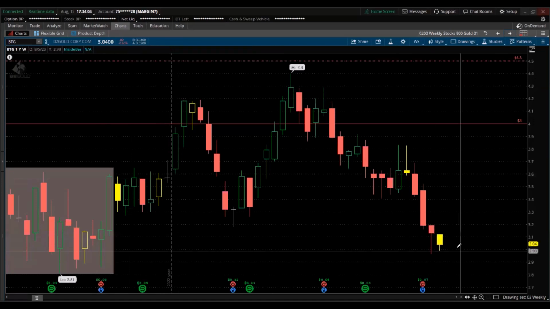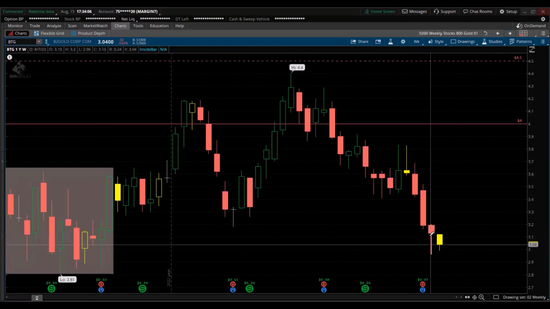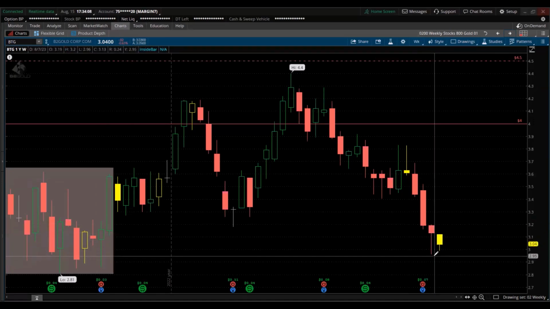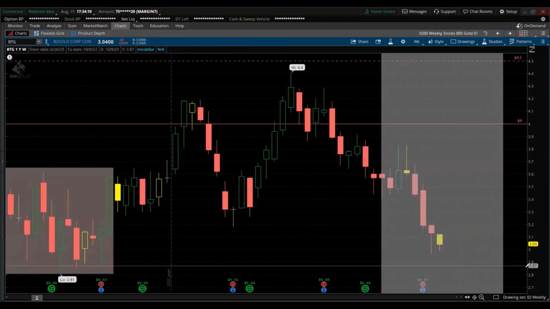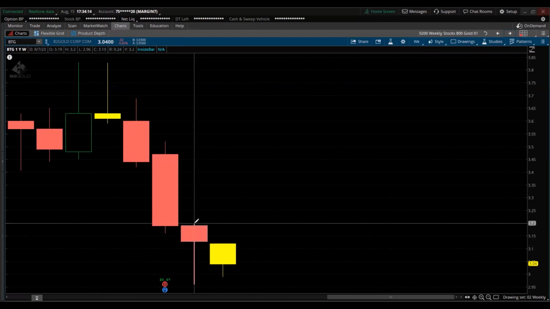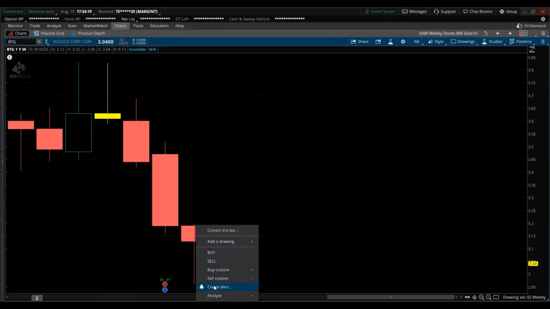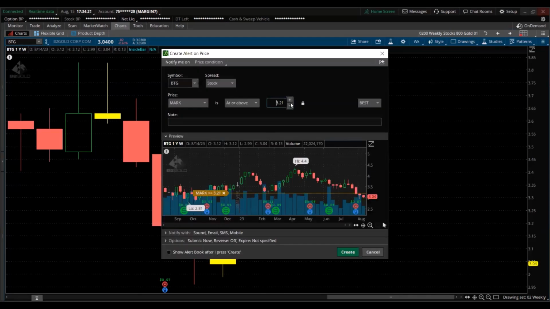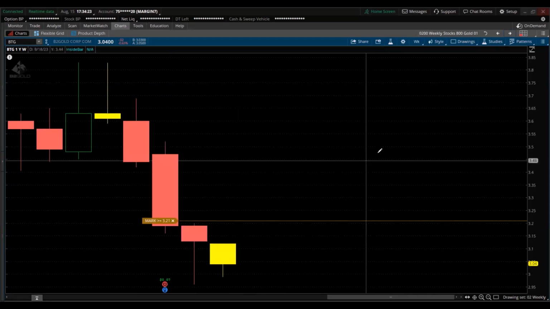Bravo Tango Golf. Also inside candle. But look, it's just shy of the low of the year. But I like that because of that bullish pin bar hammer down there. So let's label this. The high is 320. Set alert 321. I'll add my notes later.